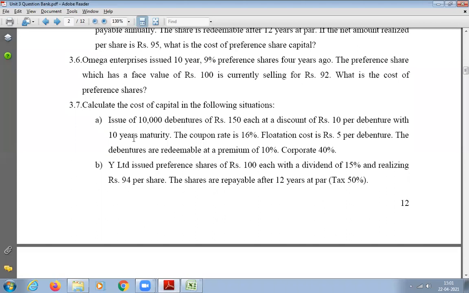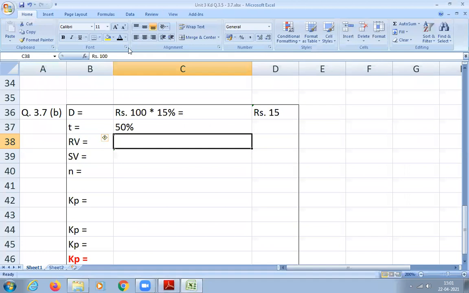Are they redeeming at premium or discount? How much will you take RV? 100, sir. Because he has not told anything about redemption, so we will assume that it is redeemed at face value only. Normally it is redeemed at face value only. So we'll take it as 100.